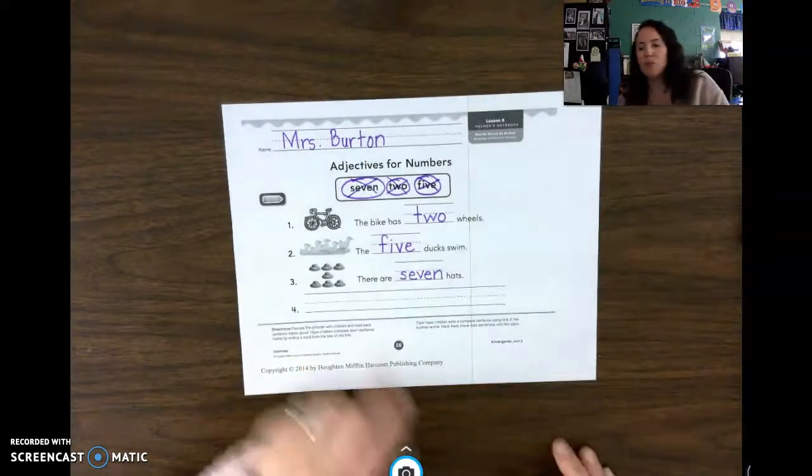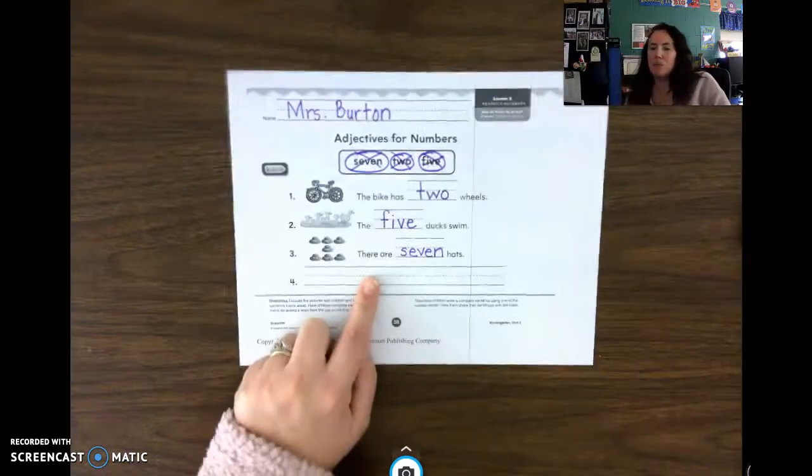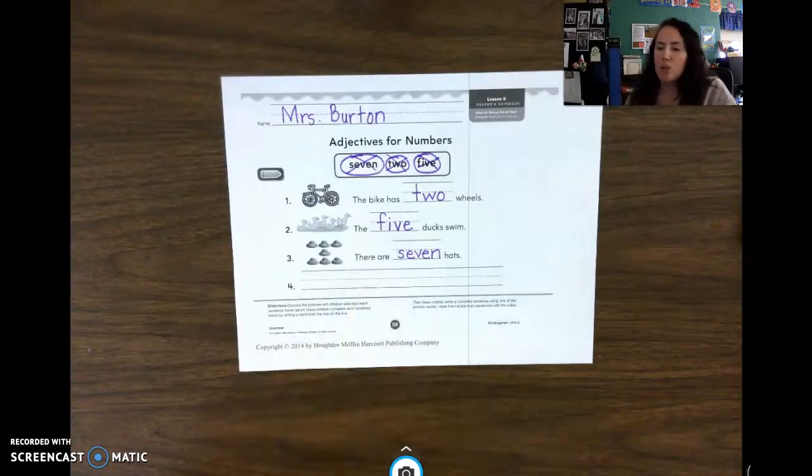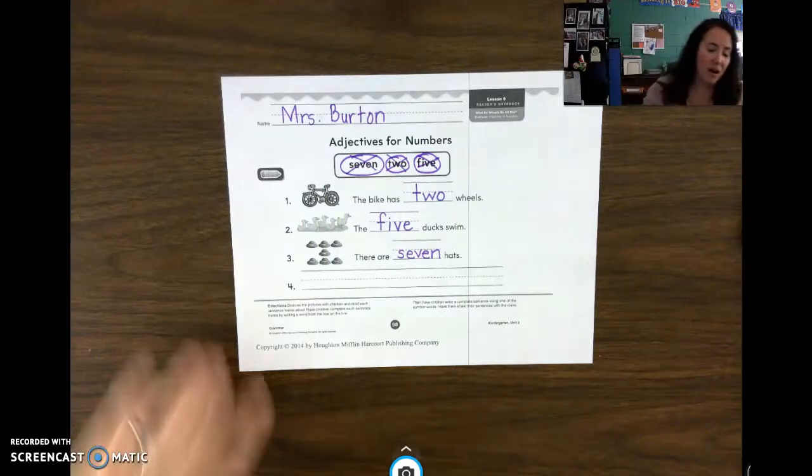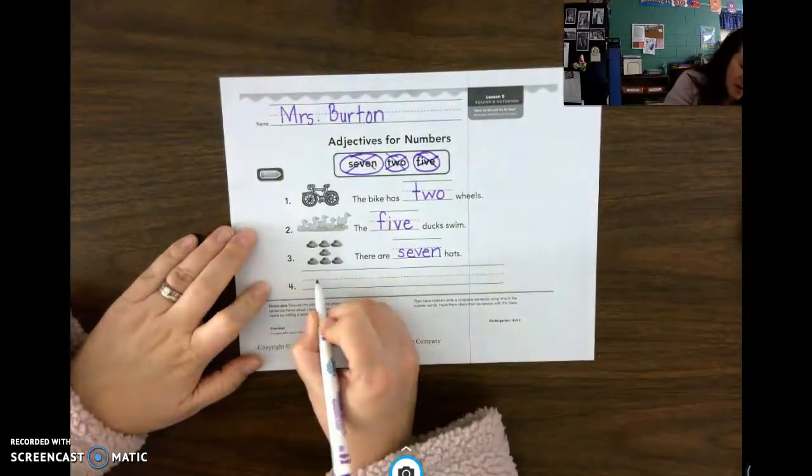Alright, we're going to write one more sentence together down here using a number word. We're going to write, I have one tree. Okay, we're going to write about our Christmas tree. You might have more than one, but for this we're just going to write, I have one tree. Say that with me. I have one tree. Let's count those words. I have one tree. How many words is that? Four.